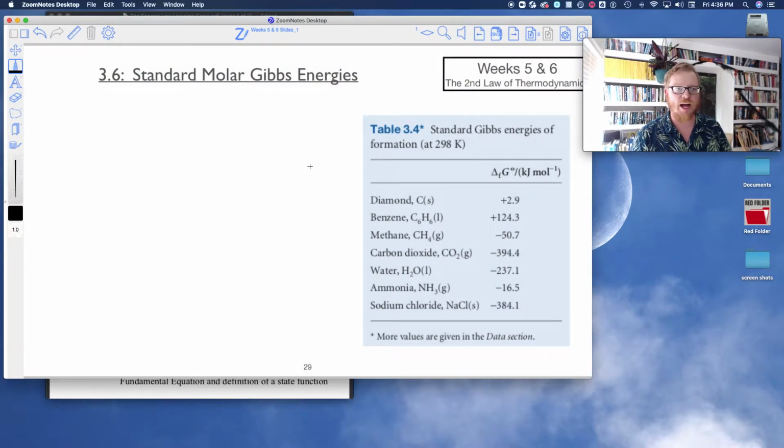So I'm just going to talk about standard molar Gibbs energy. And then after this slide, I'm going to end the video because I'm liking how these quick lectures go. Okay. And so I'm just going to talk about standard molar Gibbs energy very briefly.